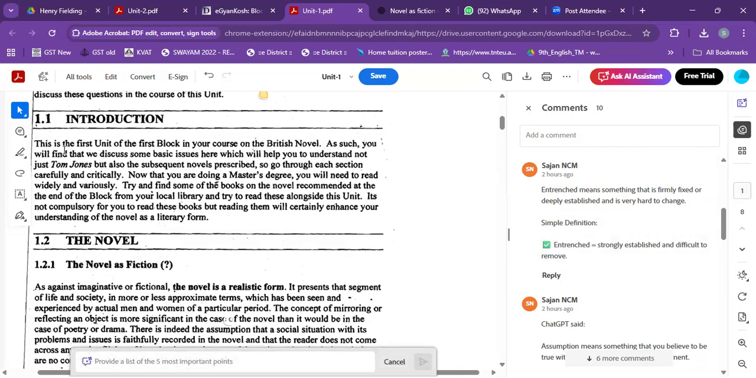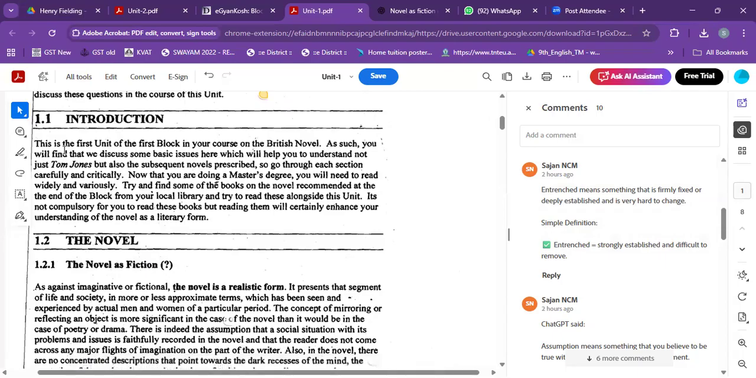Introduction. This is the first unit of the first block in your course on the British novel. As such, you will find that we discuss some basic issues here, which will help you to understand not just Tom Jones, but also the subsequent novels prescribed. So go through each section critically and carefully.